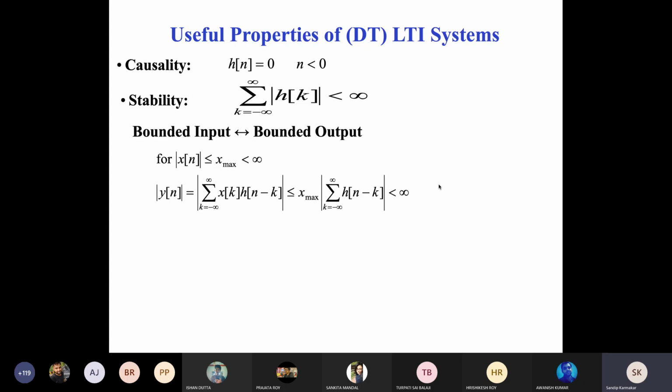Causality: h[n] equal to 0 for n less than 0. Stability: the sum from k equal to minus infinity to plus infinity of |h[k]| is less than infinity. Bounded input implies and is implied by bounded output: |x[n]| less than or equal to x max, less than infinity, implies |y[n]| less than y max, less than infinity.